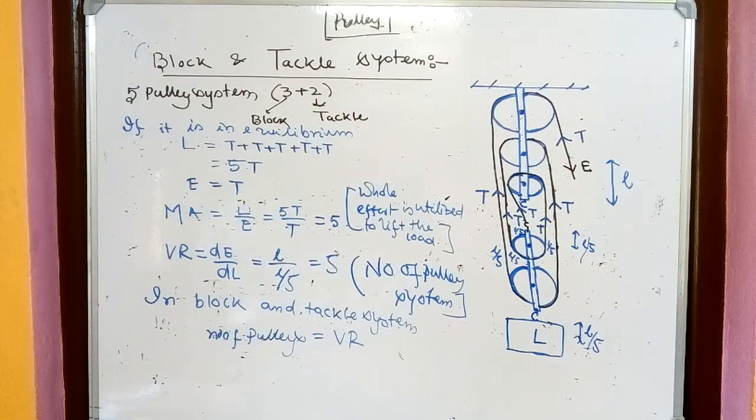Now you might be asking, sir, mechanical advantage is also 5, so why are we not writing that number of pulleys equals mechanical advantage? I have told several times that mechanical advantage is not constant for a system. It can be changed, so we cannot write this. But velocity ratio is a constant one, so that's why we can write it. That is the reason we write number of pulleys equals velocity ratio.